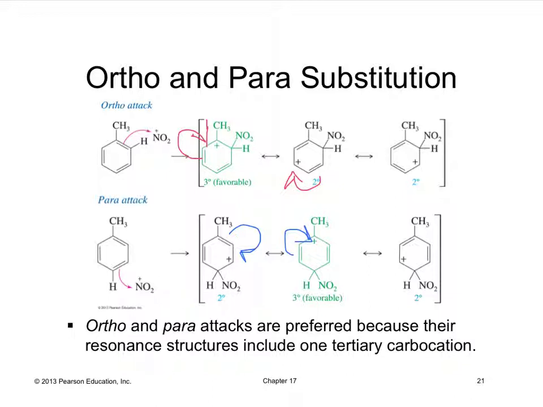If we look at this, the ortho and para have two possible tertiary carbocation structures that are favorable. As a result, you have ortho and para being favored over the meta attack.